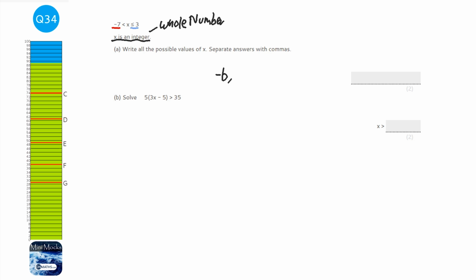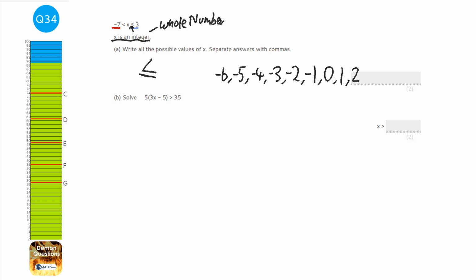So it's going to be -6, -5, -4, -3, -2, -1, 0, 1, and 2. Now let's have a look at the other one. It says that x can be less than or equal to 3. So that line there, if I do it a little bit bigger, the line that I've just drawn there says it can be 3, so we must include 3 in our answer, and that's how you get full marks.